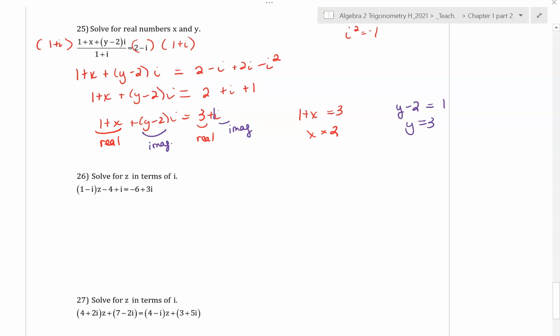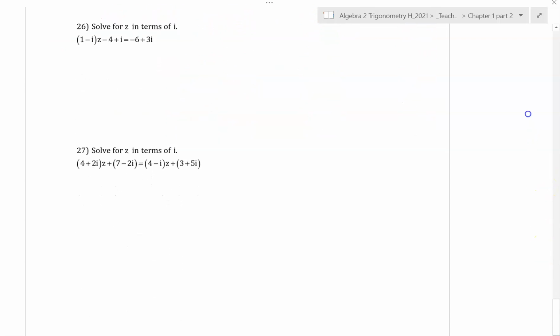Okay, let's take a look at number 26. This one's a little different. This says solve for z in terms of i. So that means you're going to have z equals and then numbers over here and i's, but you won't have any z's on the right-hand side. Again, you have to isolate the z. So let's take a look and see what we've got.